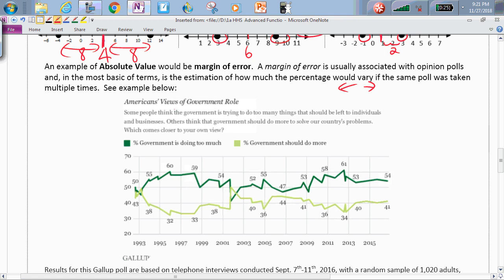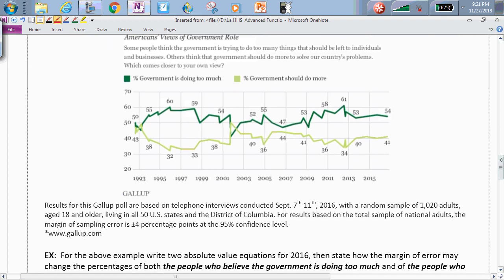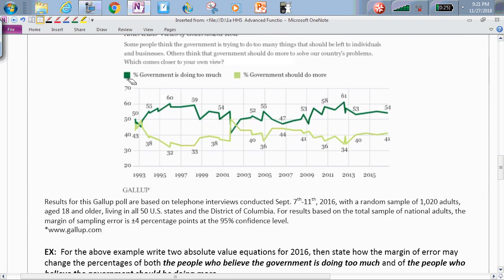Okay, so Americans' view of government's role. Some people think the government is trying to do too many things that should be left to individuals and businesses. Others think the government should do more to solve our country's problems. Which comes closer to your own view? Well, let's look at this. We see this graph here. We have the green line is government is doing too much. So it starts down here and it gets higher, gets lower, higher, it kind of varies. And then you've got your light green line and you can see that it's low, up, spike here, and then going down low again. It's interesting enough, it happened here in this date.